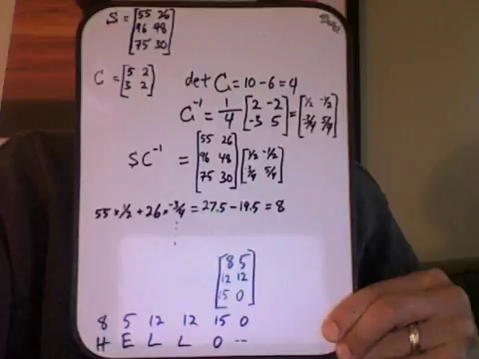Multiplying the scrambled matrix S by the decoding matrix, C inverse. I showed you the first line of work there, but what I end up with is my original message, hopefully. 8, 5, 12, 12, 15, 0, which I use my alphabet chart to reconstruct my message with, and it is hello.